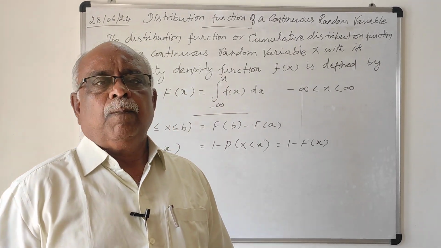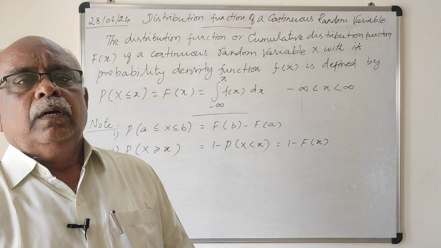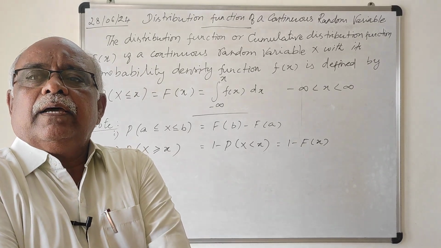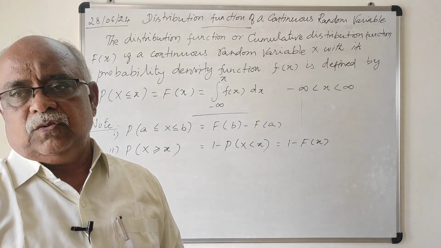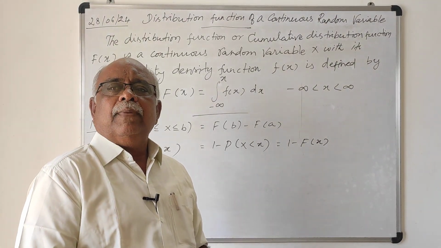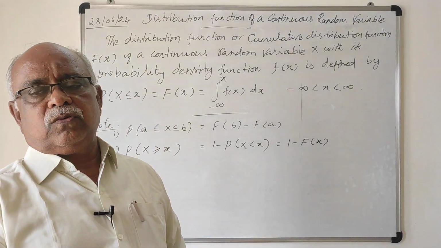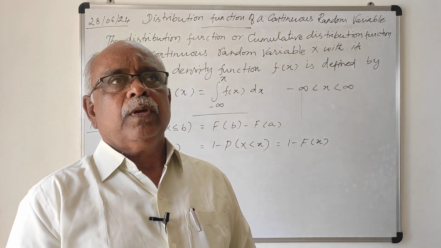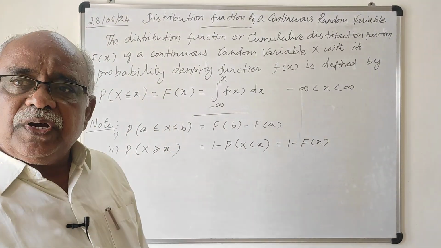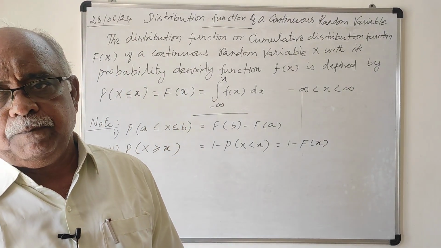My dear students, in the previous video, I defined the continuous random variable and the probability density function for a continuous random variable. By the definition of the continuous random variable and the probability density function, we have solved some problems also. Now in this video, I am going to define the distribution function or cumulative distribution function of a continuous random variable.